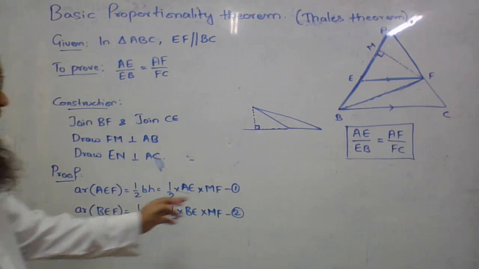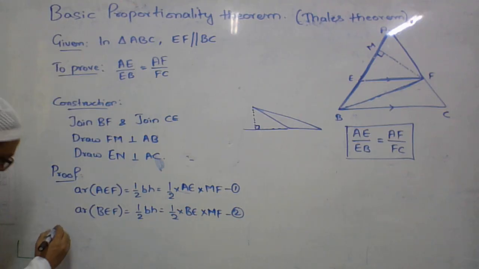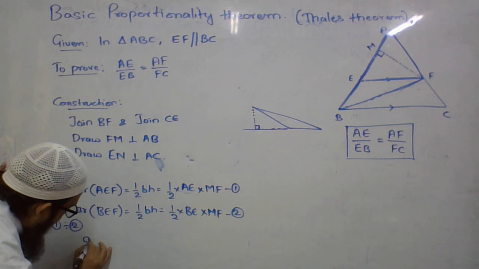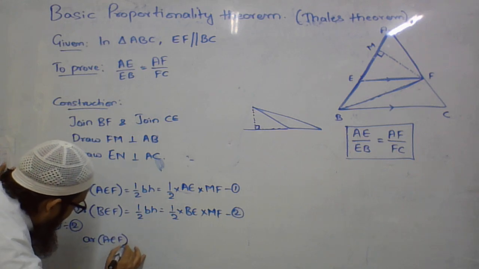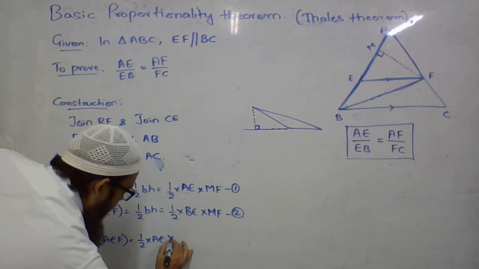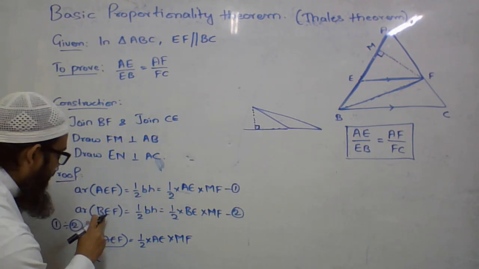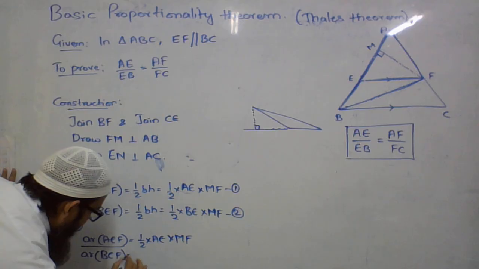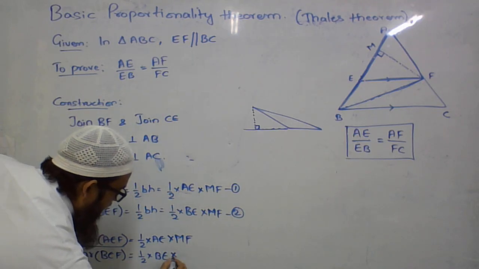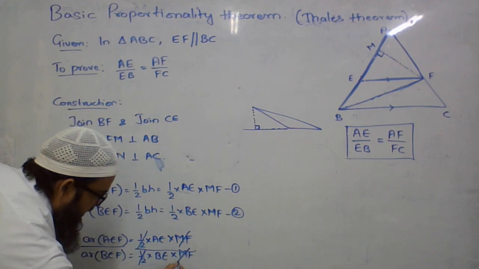Now, what do I need? AE by EB, right? So what to do? Divide the first equation by the second equation. What will happen? Area of AEF is equal to half into AE into MF, divided by area of BEF, which is equal to half into B into MF. So half and half get cancelled, MF and MF get cancelled.